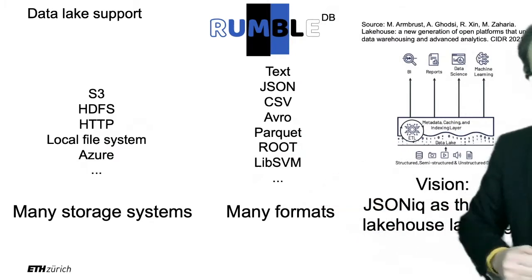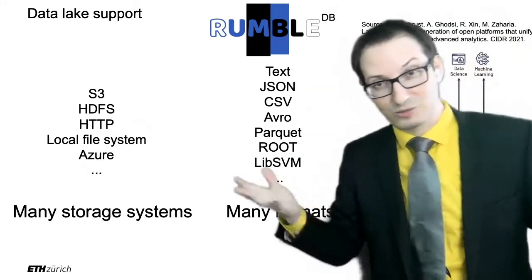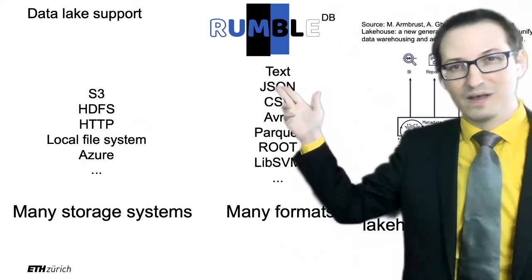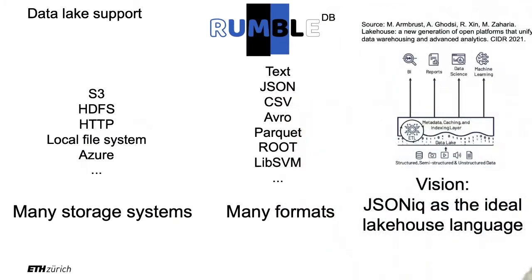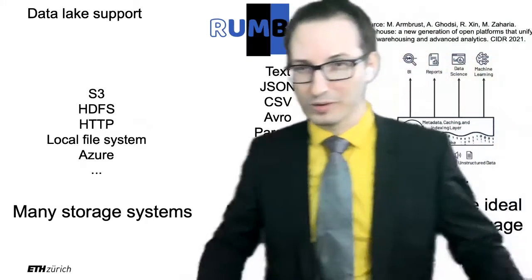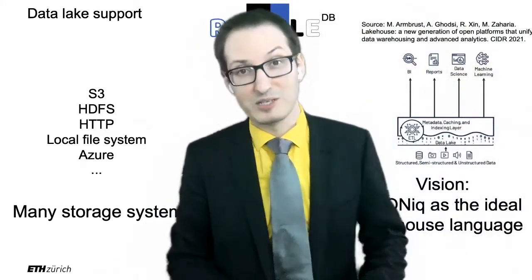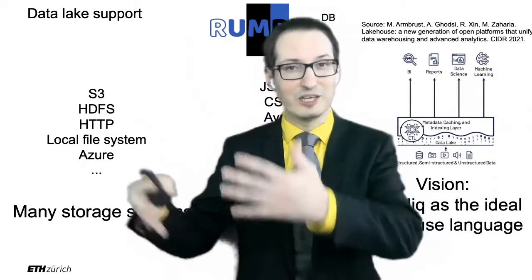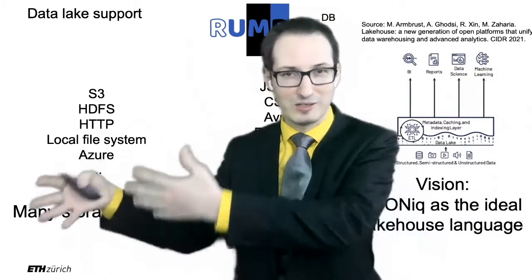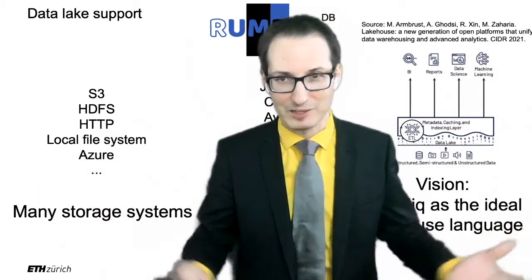It supports reading many formats. The data can be just text that you can parse as strings, JSON, CSV, Avro, Parquet, ROOT, libsvm, and so on. So the vision that we have is that JSONiq is the ideal Lakehouse language that allows you to read your data, even if it's messy, large amounts of messy data, all the way to clean up, validation, structuring your data, normalizing it, and feed it into your machine learning pipelines. So RumbleDB does all of that.